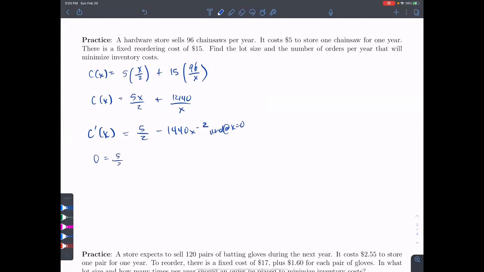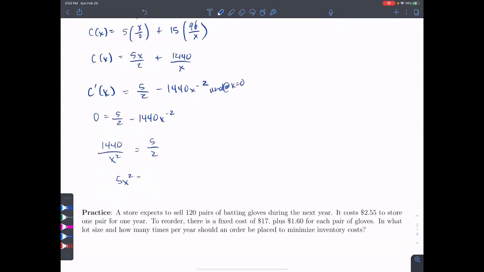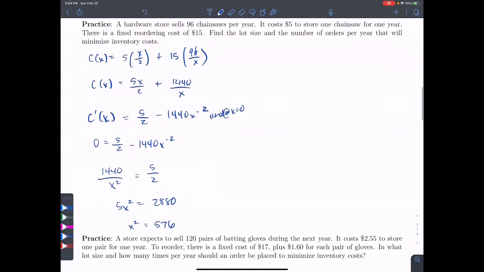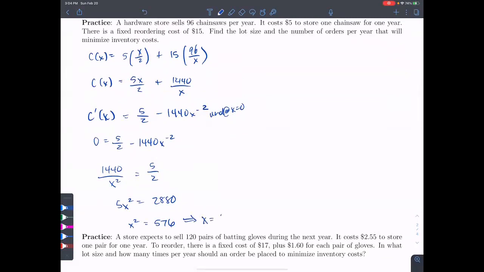So we have 0 equals 5 halves minus 1440 x to the negative 2. That's 1440 over x squared equals 5 halves. So 5x squared, I'm cross multiplying here, equals 2880. So x squared is 576 apparently, which means that x is plus or minus 24. Negative 24 doesn't make sense. So we are going to choose a lot size of 24.